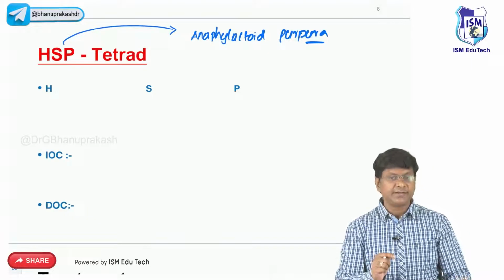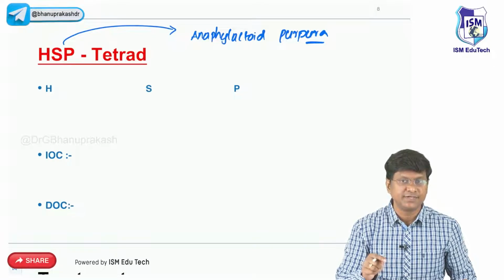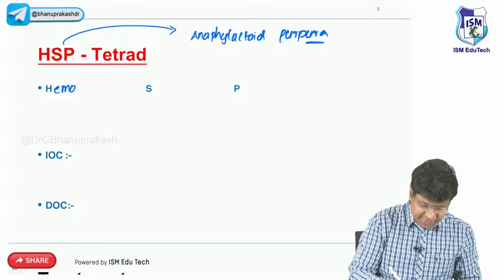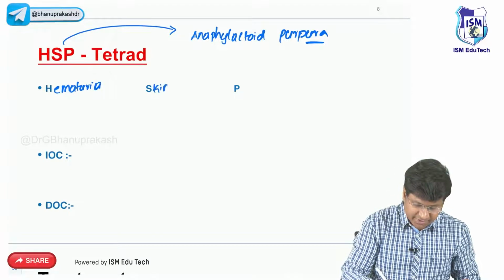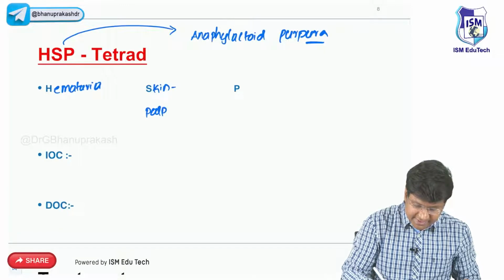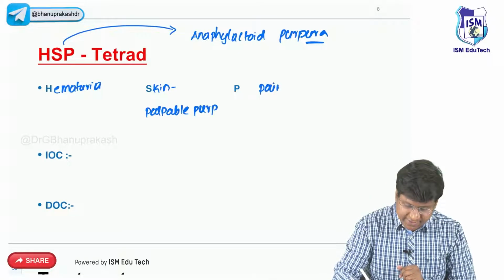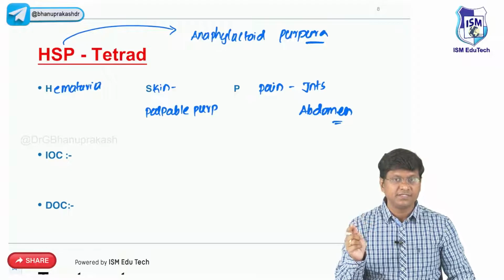Now, what is the tetrad in case of Henoch-Schonlein Purpura? What did I tell you? It is the most common cause of vasculitis in children, but it can also occur in adults. Now, the H in HSP stands for hematuria, right? The S stands for skin involvement. And what will be that skin involvement? That is palpable purpura, right? Palpable purpura. And the P stands for pain, right? So where exactly can you have the pain? That is pain within the joints as well as pain within the abdomen. So these are the four important manifestations: hematuria, palpable purpura, pain in the joints, as well as pain in the abdomen.